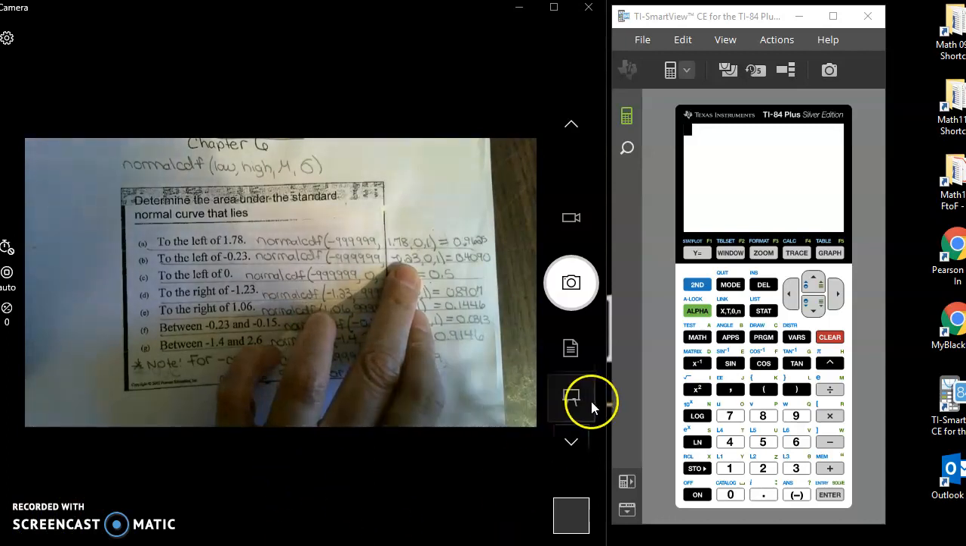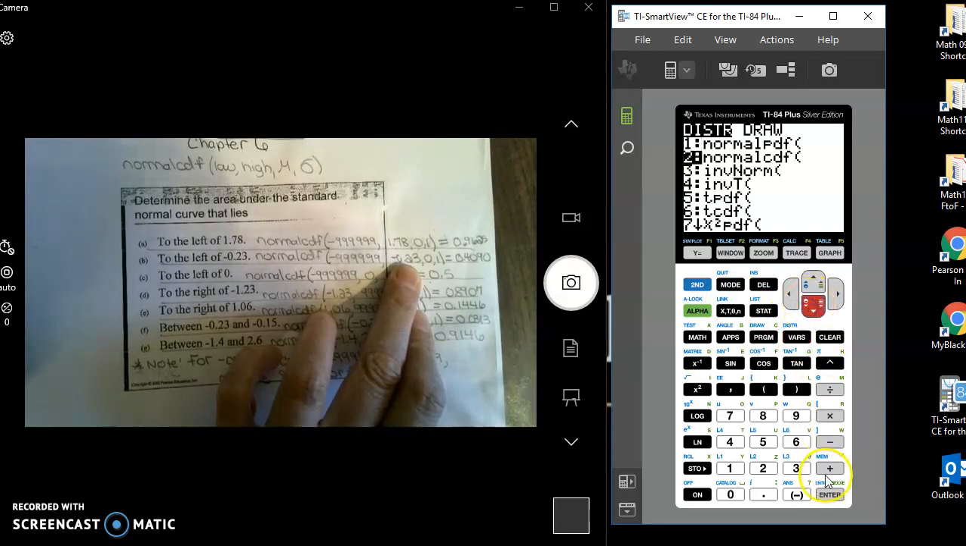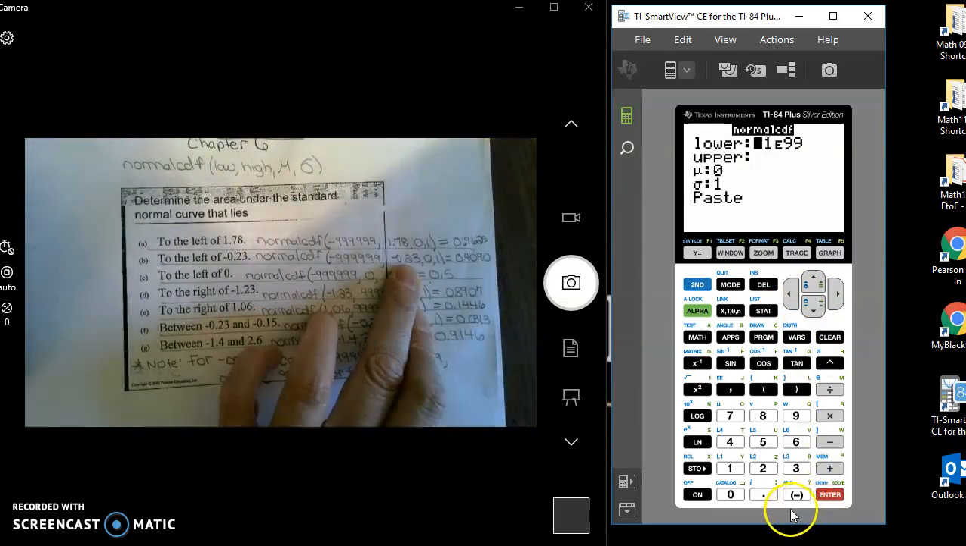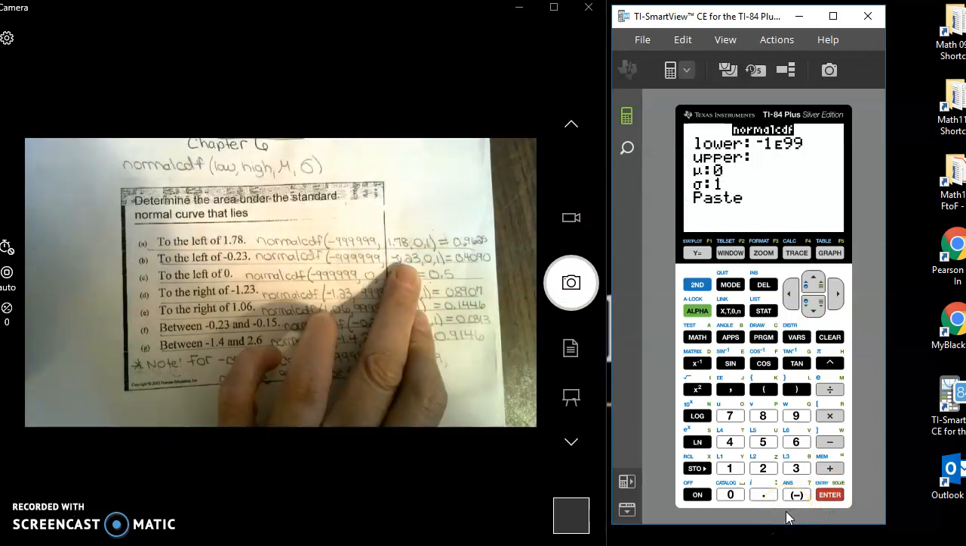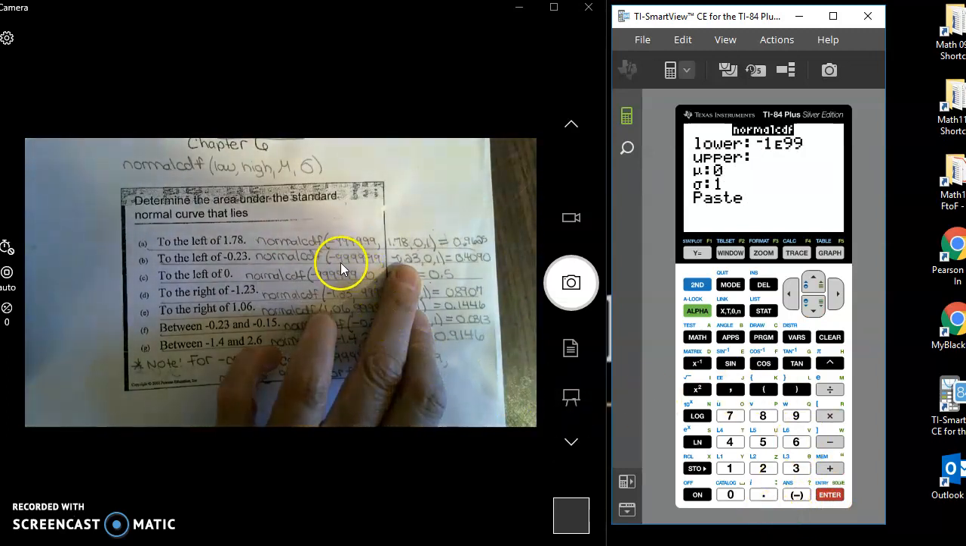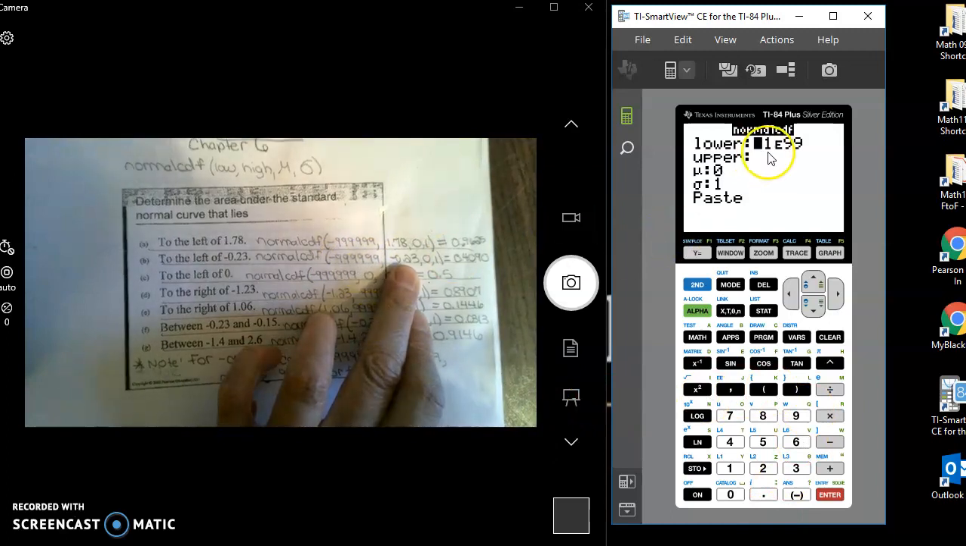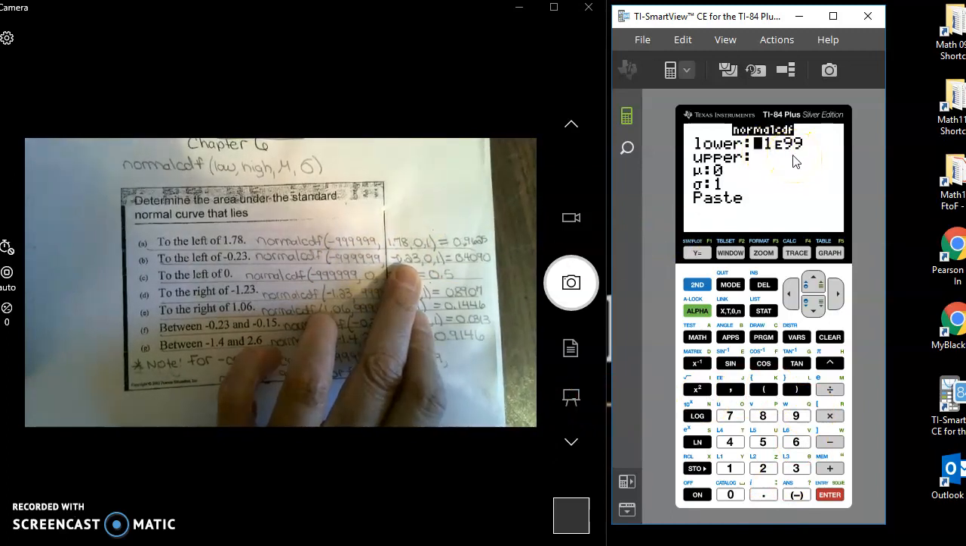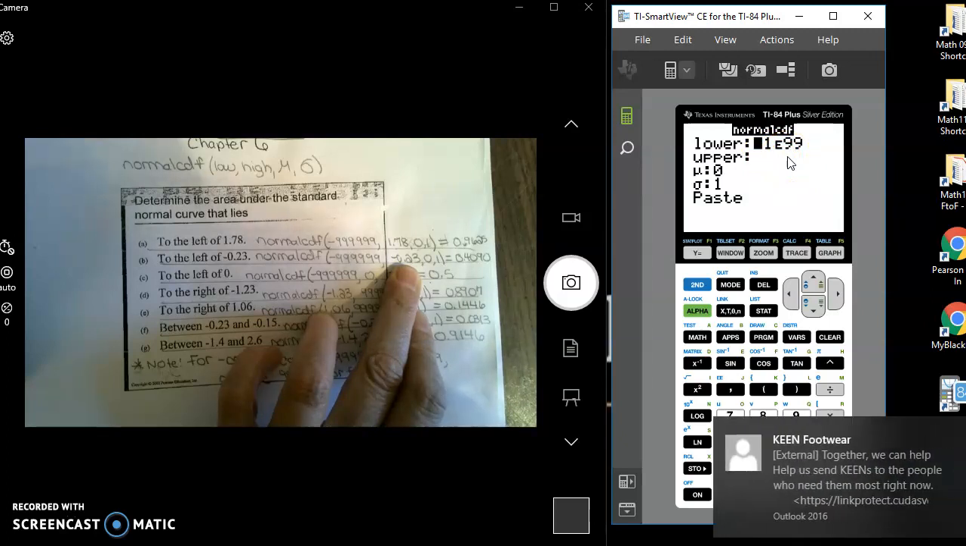So the normal CDF key is under the distribution key. You can pause this tape anytime you need, but I'm going to hit second, vars, and look for normal CDF. The newer calculators look like this. The older calculators, it just has a parenthesis. Okay, so for the lower value, again, I can either put a bunch of 9s or I could put negative E99. Either way, it's fine, just as long as you have a very small number. So this represents basically negative 10 to the 99th power. Sorry about that.